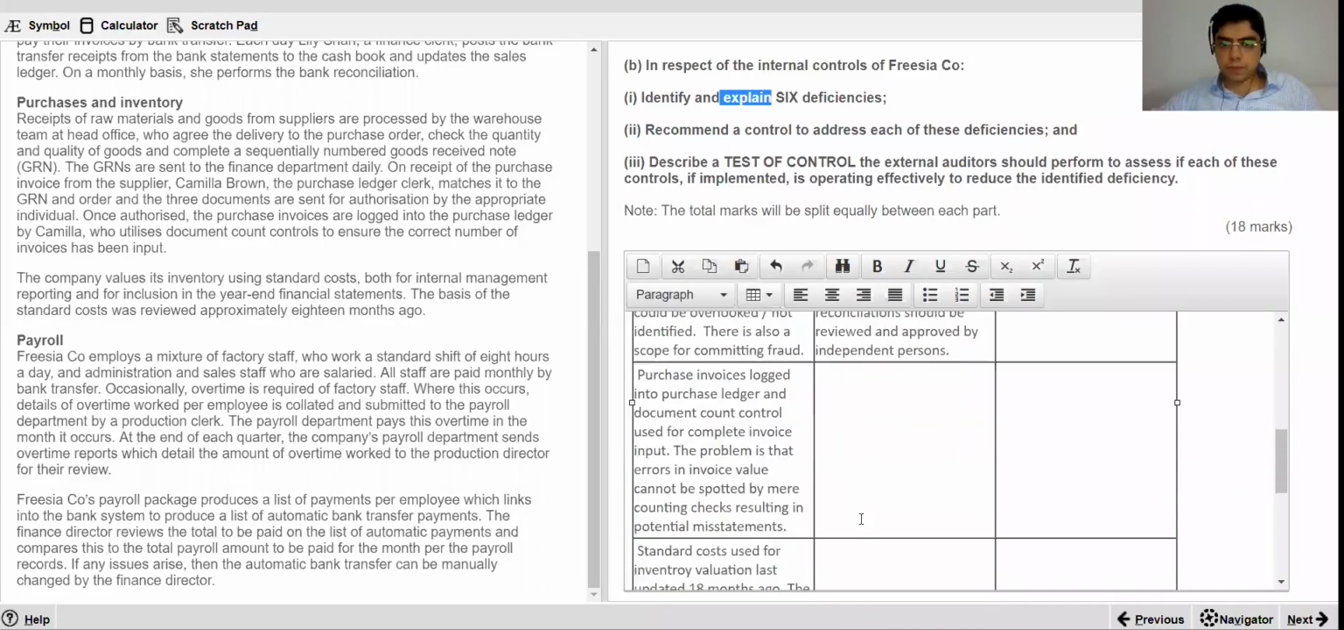Okay, so now purchase invoices: only document count controls were used. So an invoice value control should be introduced, which involves ensuring that the correct invoice values have been entered in the system.